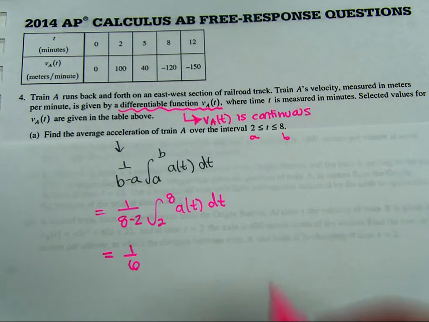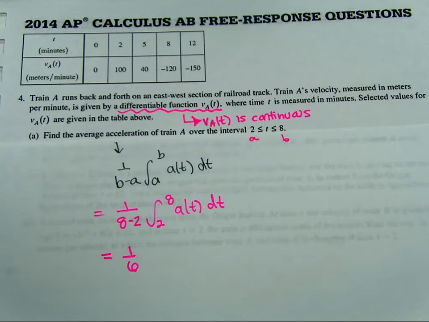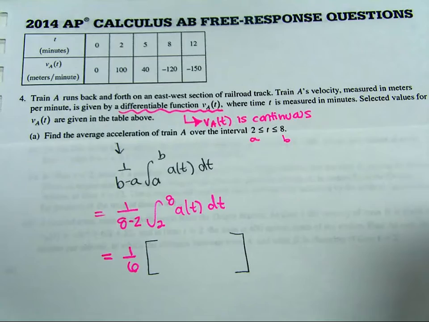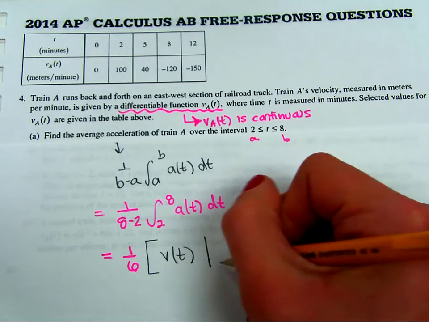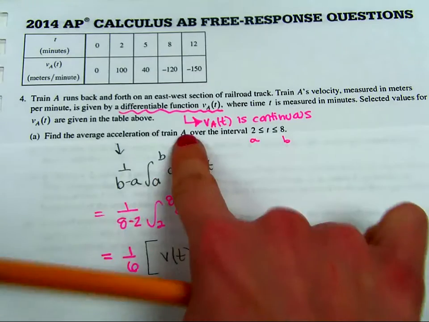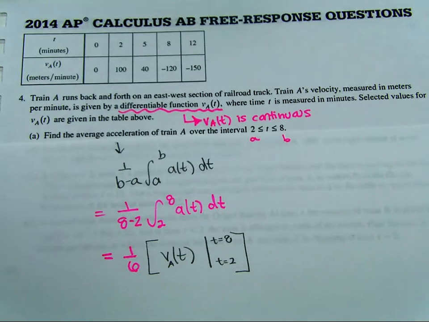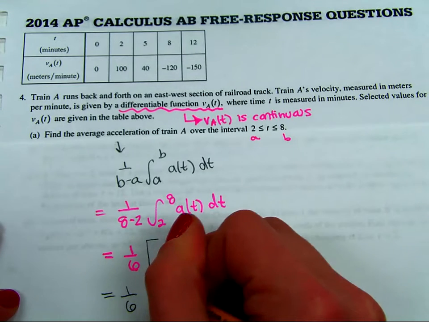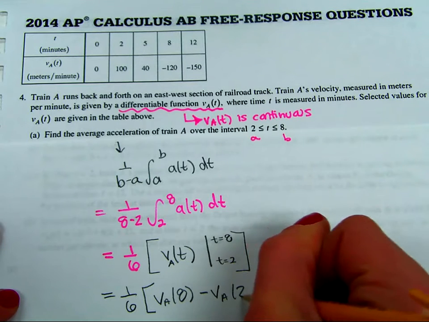But let's try to think backwards. You guys know the antiderivative of acceleration is velocity. So if we were thinking along those lines of taking the antiderivative, if we just write this in symbols, the antiderivative of acceleration is velocity, and we'd be evaluating that from t equals 2 to t equals 8. And we're talking about train A, so velocity of train A, I could put a little a right here. This is that table we have. So if we plug in 8 and we plug in 2, we'd have 1/6 of v sub a of 8 minus v sub a of 2.